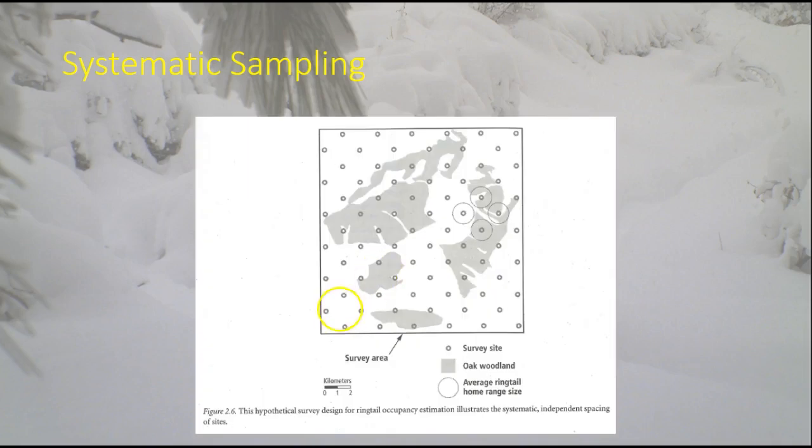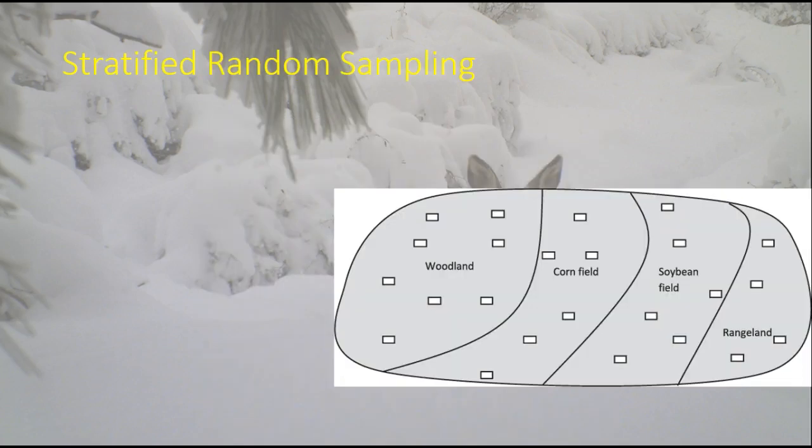Systematic sampling then, instead of it being random, you might sample every 100 meters along your entire sample area. And again, you decide on how far to space them based on how many sample units you needed to collect, and maybe a minimum distance between each unit in order to keep them independent from each other.